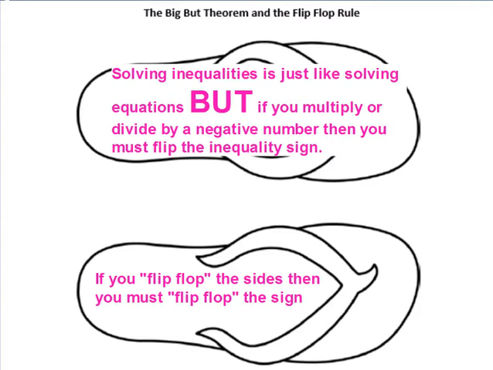Alright, and then we also have where if you want to change the order things are written. So if I have 4 is less than x and I want the x on the left side, I can do that, but I also have to flip-flop the inequality. So 4 is less than x is the same thing as x is greater than 4.